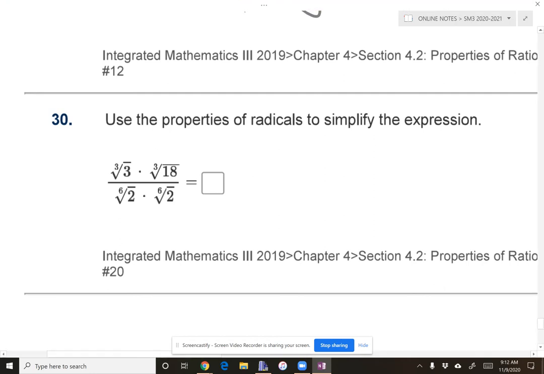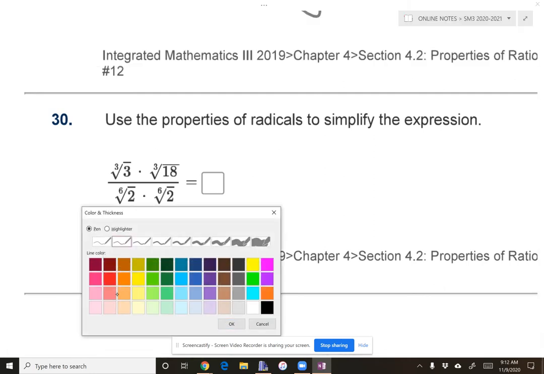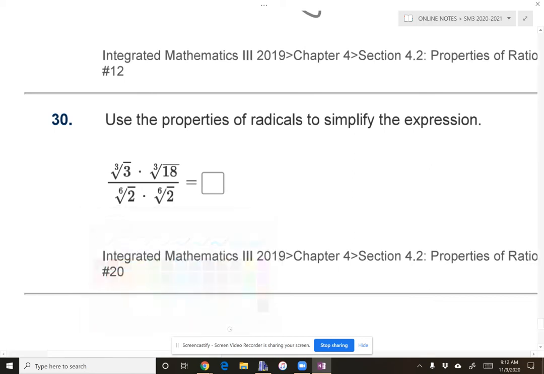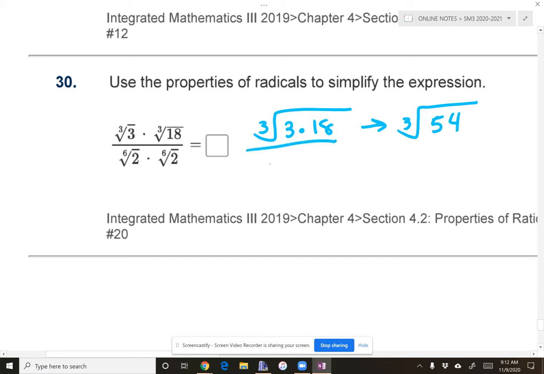Use the properties of radicals to simplify the expression. This is the last problem, and this one's going to be awesome because it's not going to take much. Let's do that. So when we multiply, the only thing that has to be the same is the root size. So on top, we're going to have the cube root of 3 times 18, which is the cube root of 54. And on bottom, we have the 6th root of 2 times 2, which is the 6th root of 4.